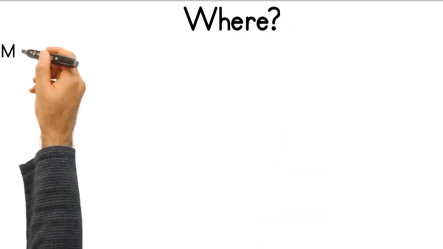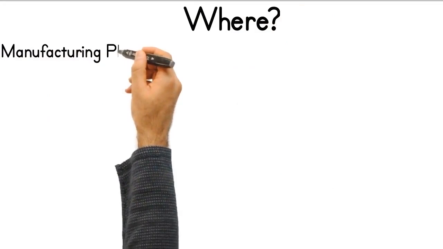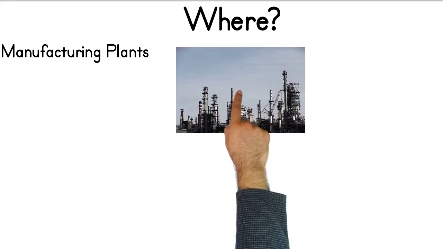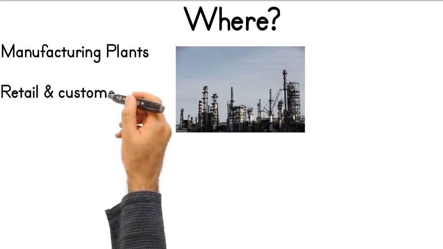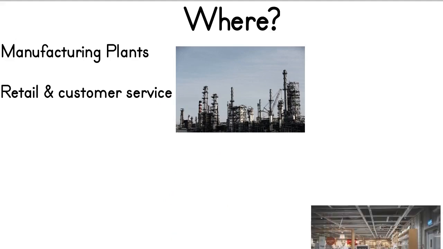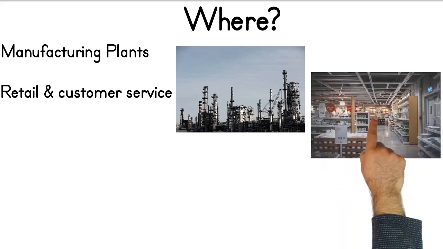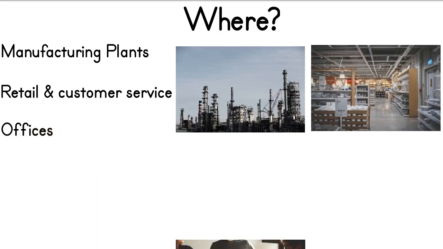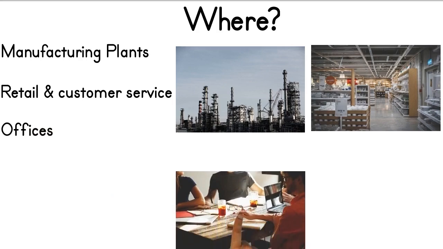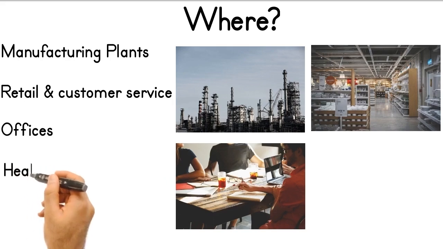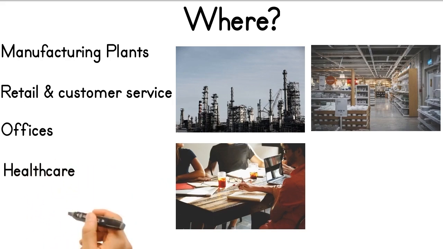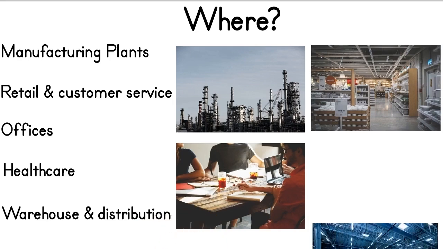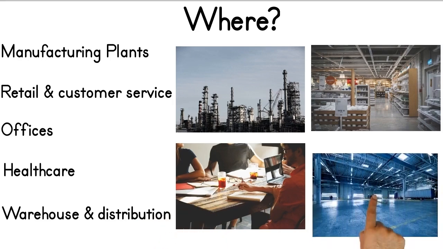Where is standardized work applied? Standardized work can be applied in a wide range of environments, including manufacturing plants, to standardize production processes, assembly lines, and machine operations. Retail and customer service, to ensure consistent service quality and operational procedures. Offices and administrative functions, to standardize workflows and task execution for tasks like invoicing, reporting, and data entry. Healthcare facilities, to ensure standardized procedures for patient care, safety protocols, and administrative tasks. Warehouses and distribution centers, to standardize picking, packing, and shipping processes. Standardized work is applied in both high-volume production environments and service-oriented industries to ensure that operations run efficiently and consistently.